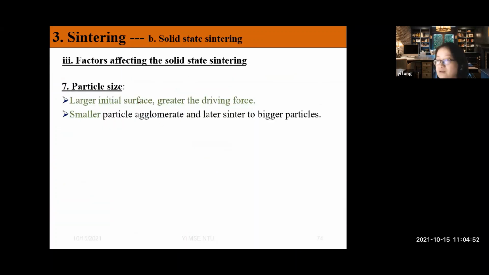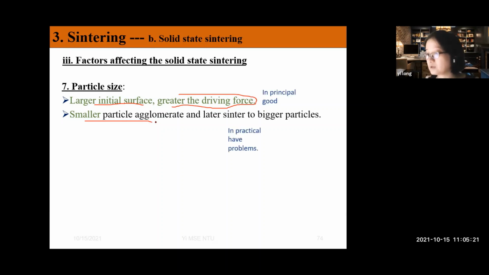Okay, so the particle size, again, is a case by case thing. The larger initial surface, of course, gives you a greater driving force, right? Because we calculated before that smaller particles have much larger surface energy, correct? So if you start with smaller ones, you will have a greater driving force to get sintered. But the problem is, once the particles become too small, it's actually very easy for them to agglomerate together. So later they're going to sinter into bigger particles. So good and bad, again, it's about balance. In principle good, but in practice may have problems because with too small particles you might have agglomerations.